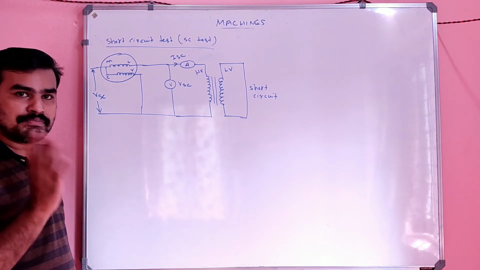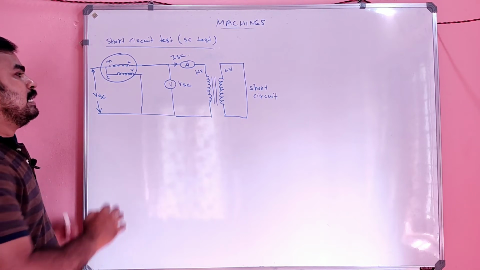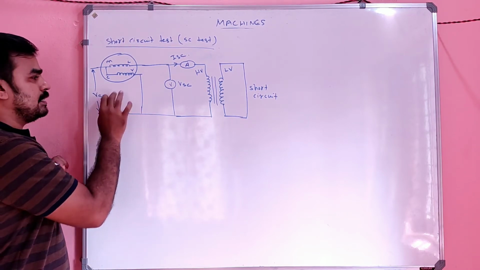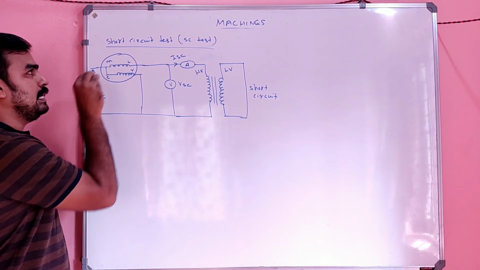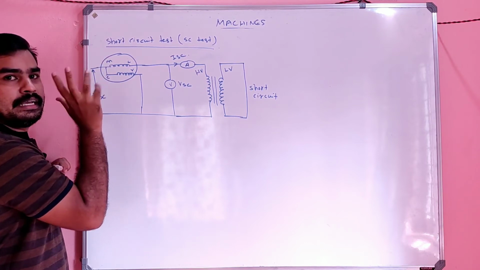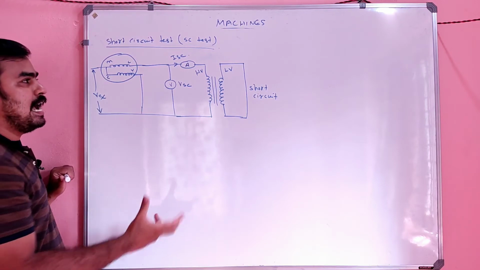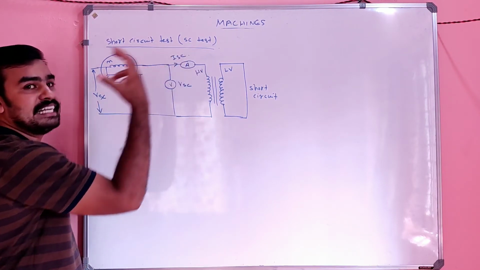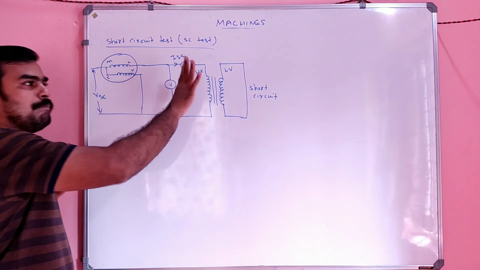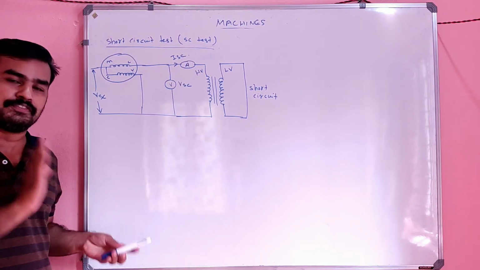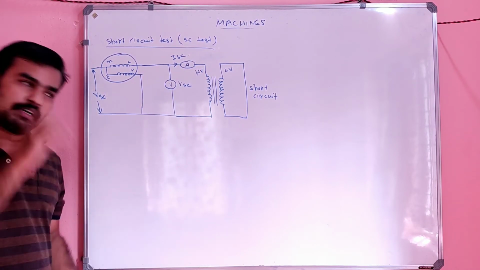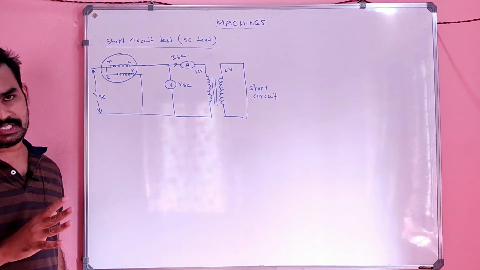Maximum current will be flowing in the primary side. So the purpose of doing this test is, I will explain that. The main important point here is that we have to apply a certain voltage and make the current rated. That means you have to apply the rated current for this test.